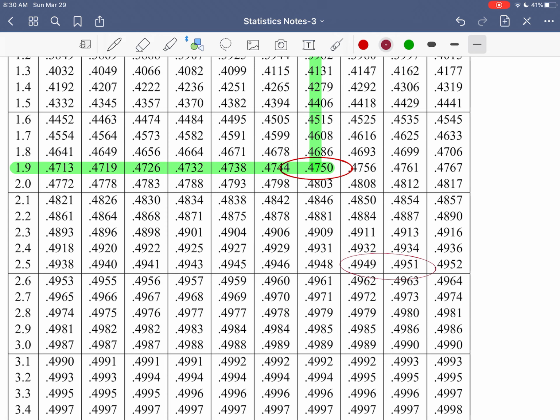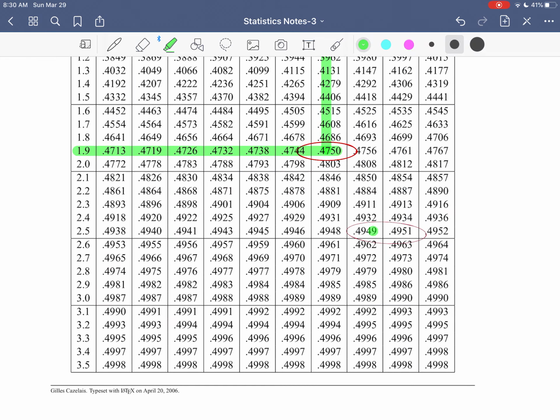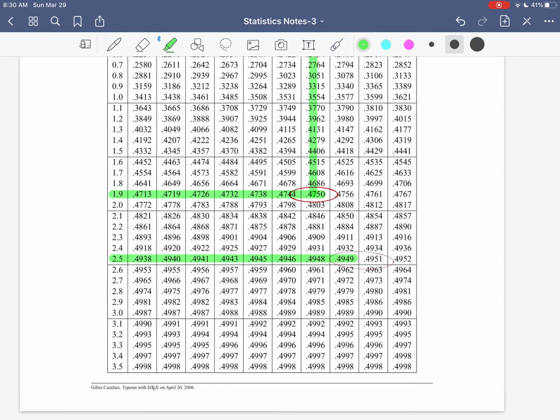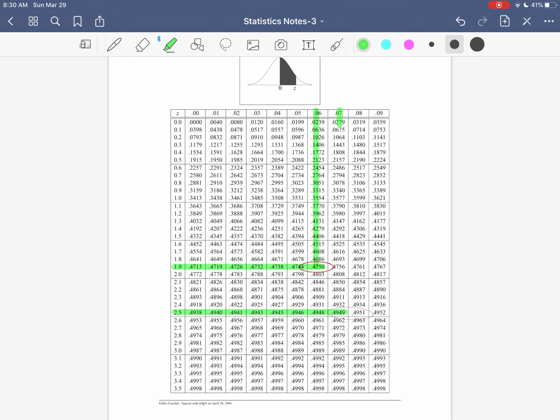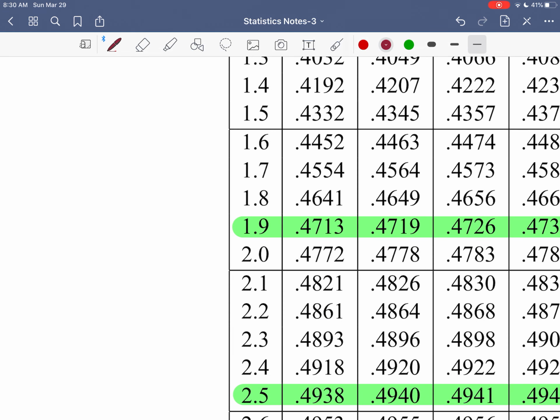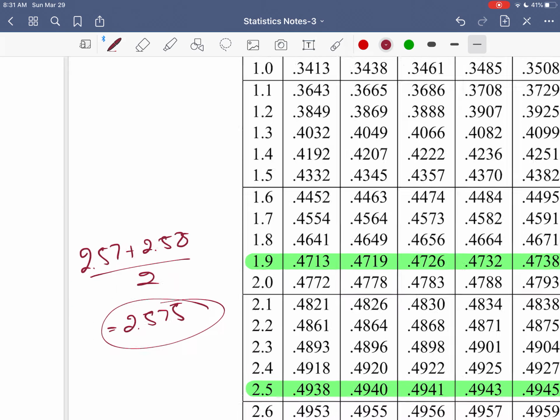So in this particular case, you can find the Z value for both of them. 2.5 and then 0.07 on the vertical, and then for this one it's 2.5 and 0.08 on the vertical. So what we can do there is 2.57 plus 2.58 divided by 2, 2.575. That is your Z value that you need to use.